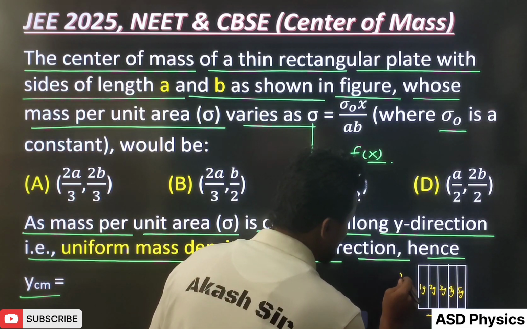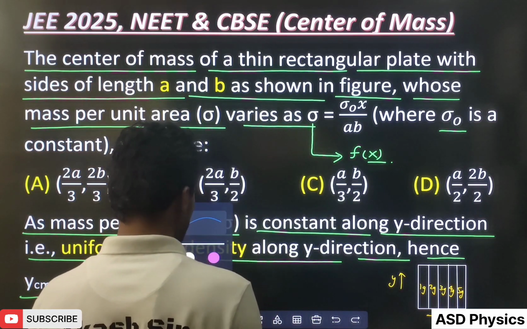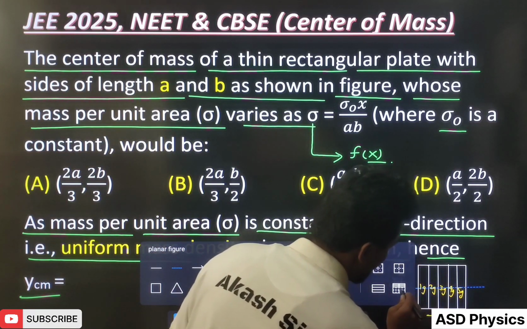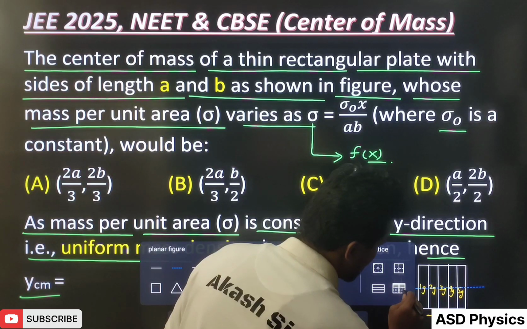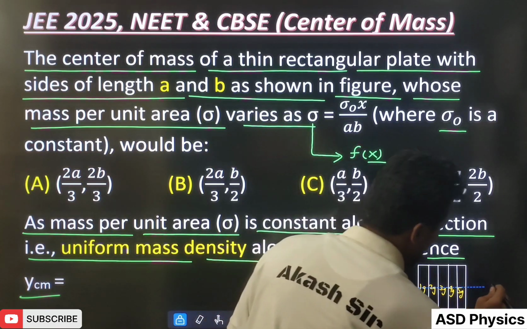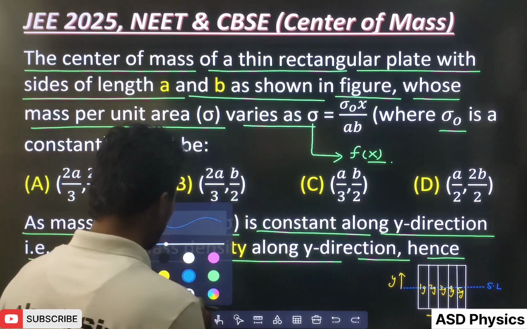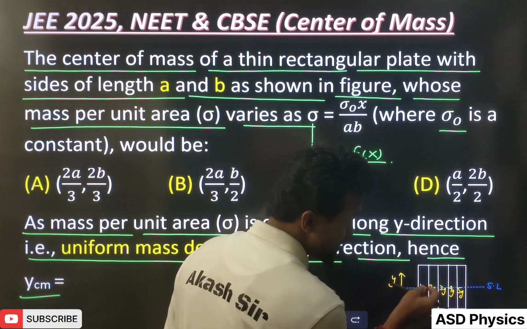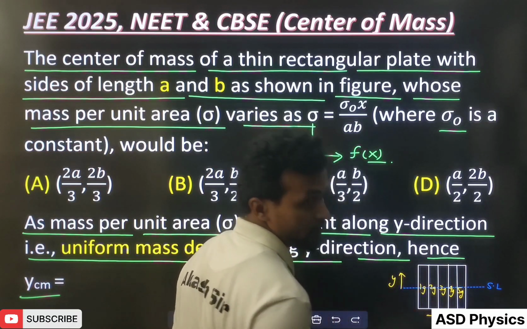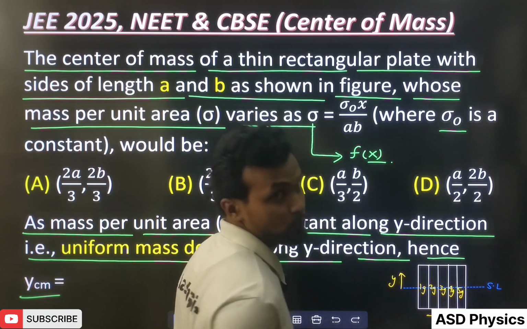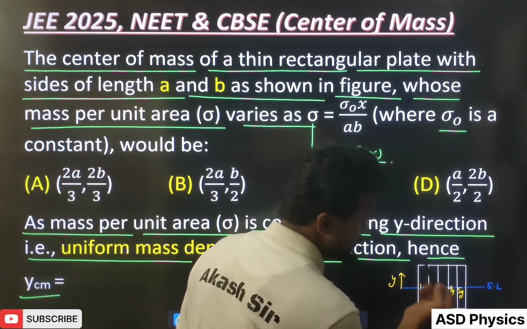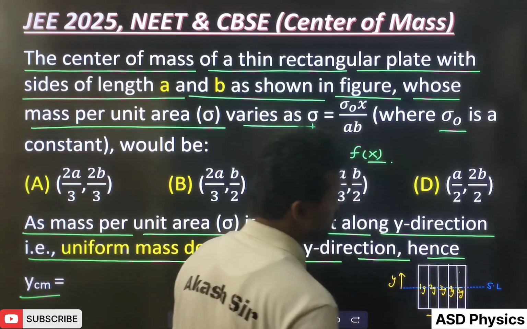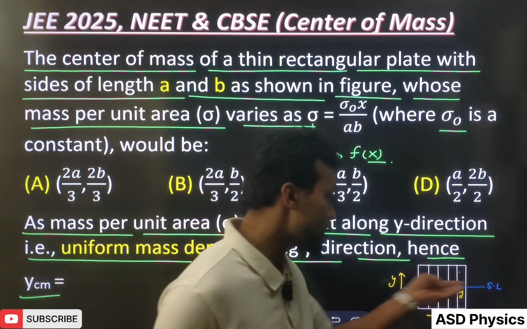Let's take the Y direction here. If I draw one symmetrical line passing through the middle, then on this side let's take this box 0.5, 0.5, total 1. This is 1 gram, 1 gram, total 2 gram. 1.5 gram, 1.5 gram. 2 gram, 2 gram, total 4 gram. 2.5 gram, 2.5 gram. That means what is happening with respect to this symmetrical line?